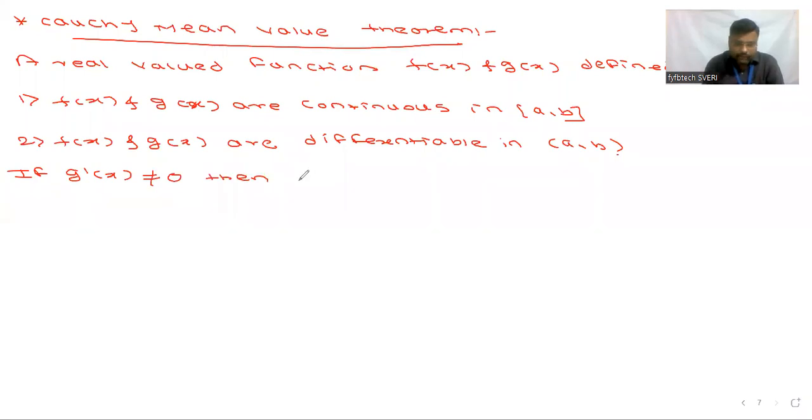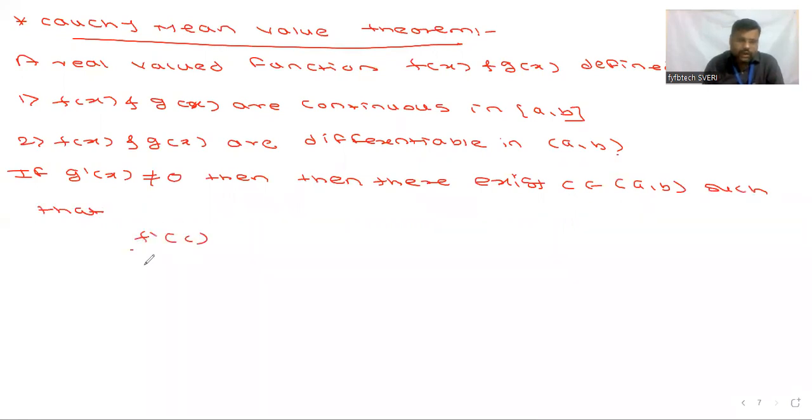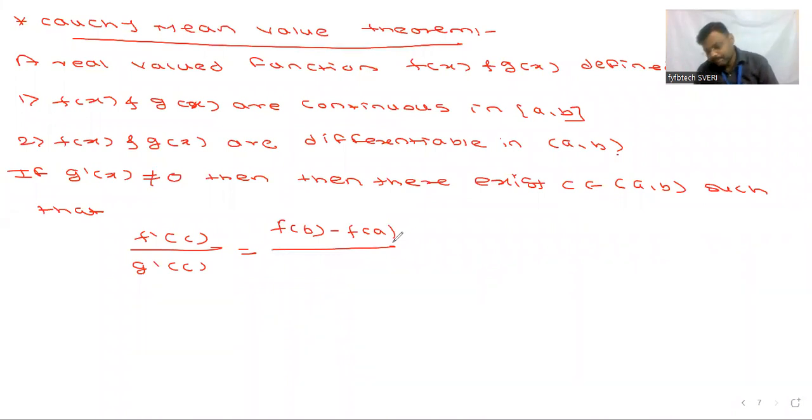Then there exists c belonging to the open interval (a, b) such that f dash of c divided by g dash of c is equal to f of b minus f of a divided by g of b minus g of a.